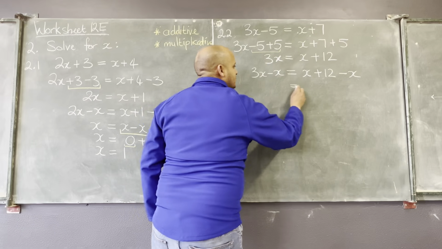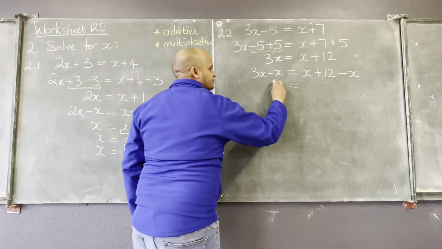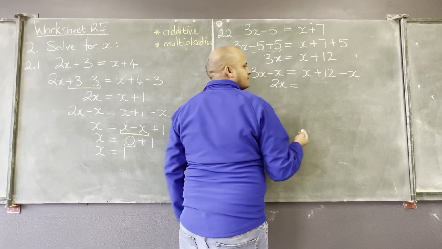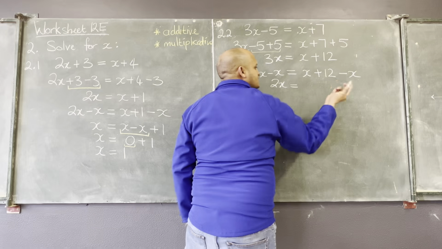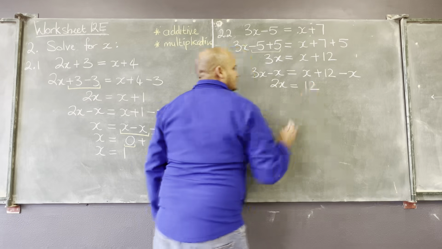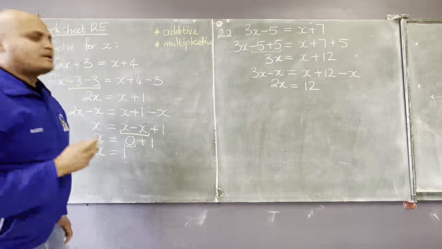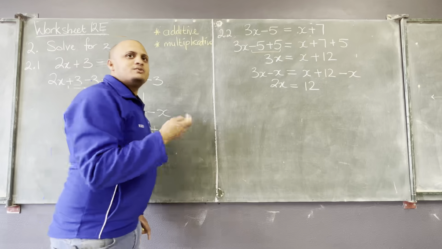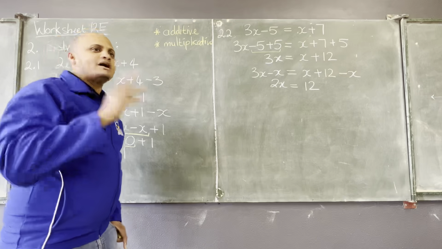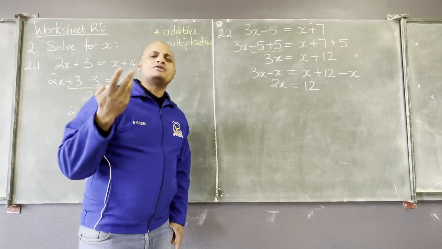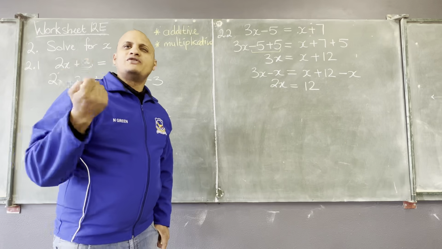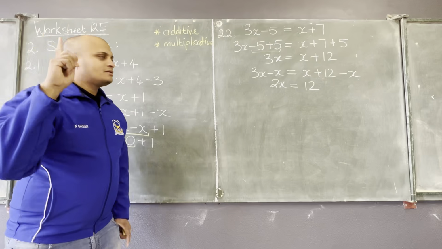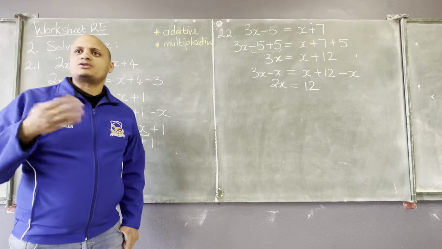And I simplify. What is 3x minus x? 2x. What is x plus 12 minus x? 12. It's just 12 because x minus x is 0. So that's just 12. And now, do I have x by itself? Is it isolated? No, it still has a 2 attached to it, the coefficient of 2. I don't want the coefficient to be 2, I want the coefficient to be 1. In other words, it must be x, 1x.